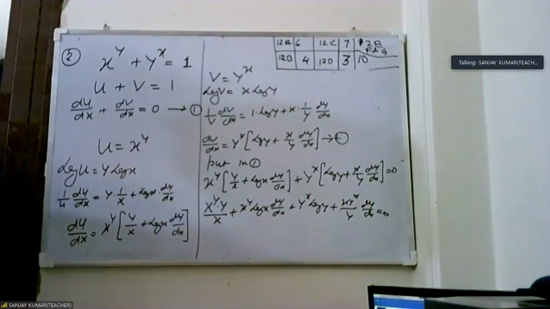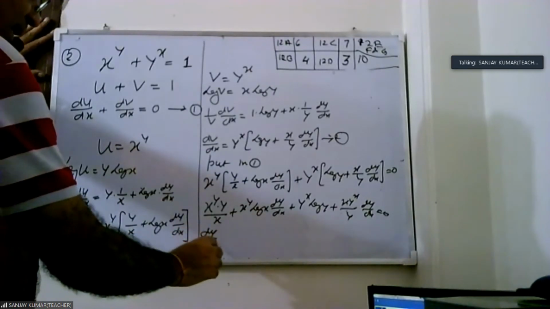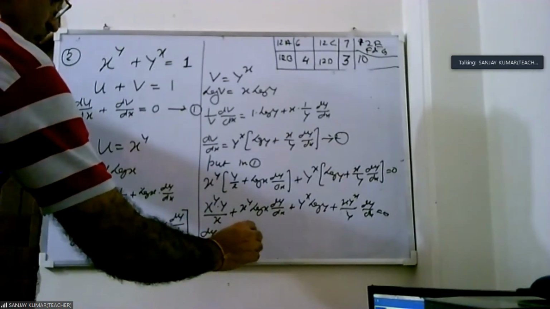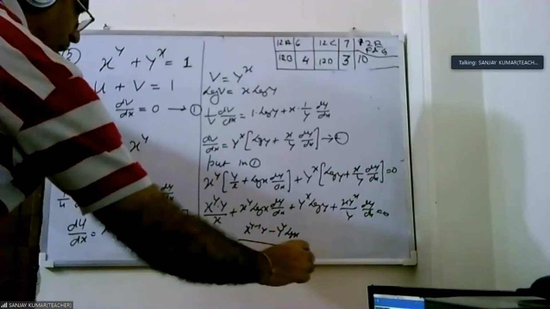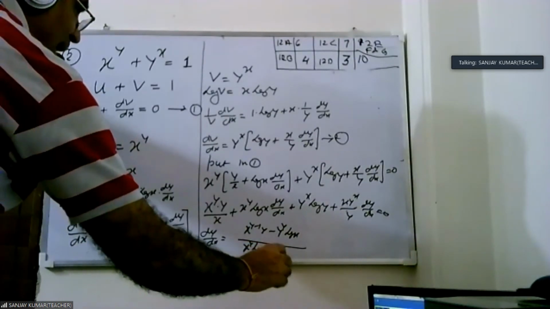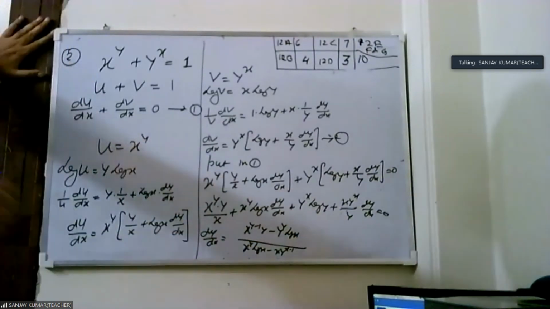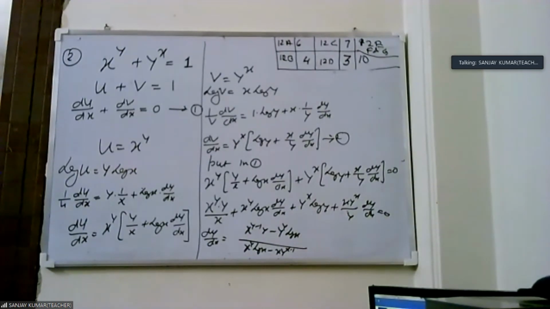We open the bracket and we get the value of dy by dx. Okay, so finally dy by dx is x to the power y minus 1 by minus y raised to power y log x, upon x to the power y log x minus x into y to the power x minus 1. So this is the final answer. We take the terms with dy by dx on one side, and on the other side we put the terms without dy by dx, and we get the answer. So please copy this down. This is a very, very, very important sum.